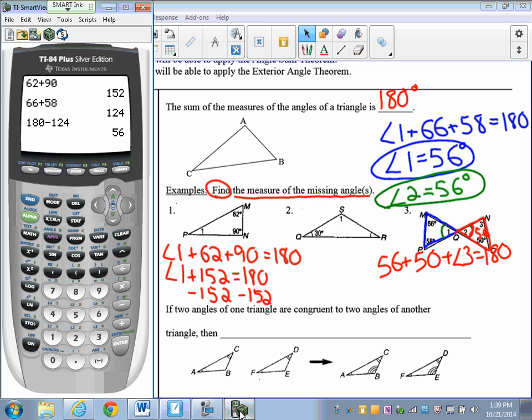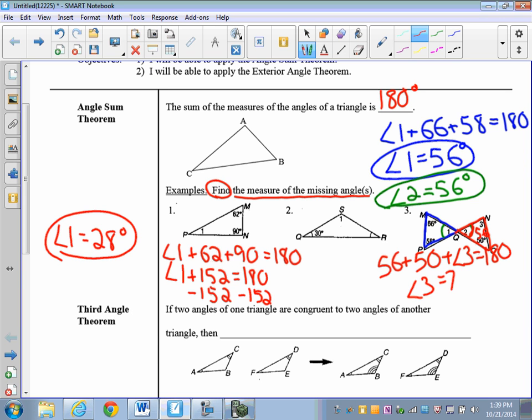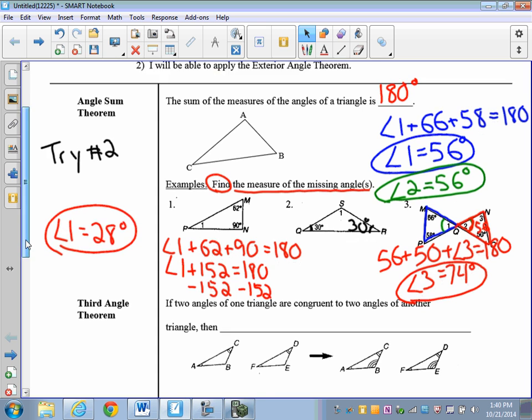Again, with our calculators, it's very easy. 56 plus 50 is 106. I just take 180 and subtract 106, and I get angle 3 to be 74 degrees. So try number 2. Remember, we have the angle mark, so angle R needs to be 30 degrees, and that should be all the information you need to finish number 2.